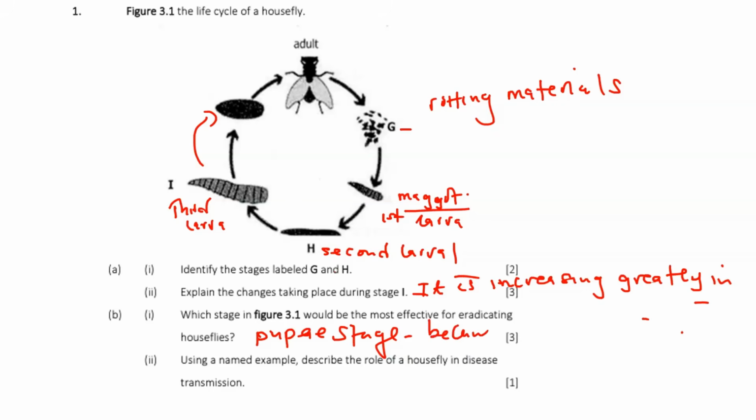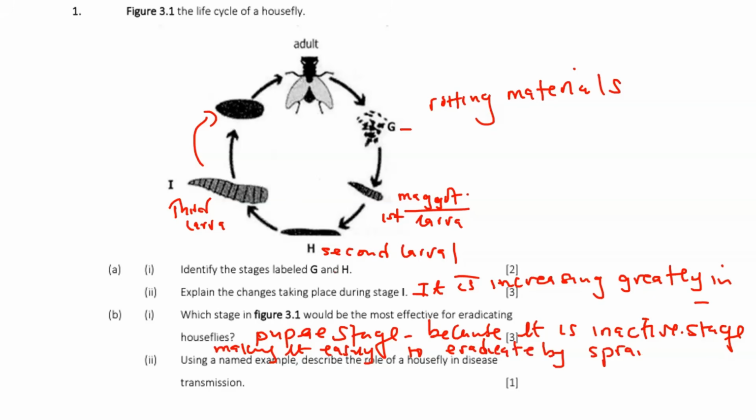Because it is an inactive stage, it is easy to eradicate by spraying insecticides.